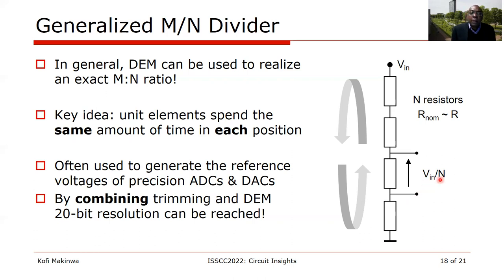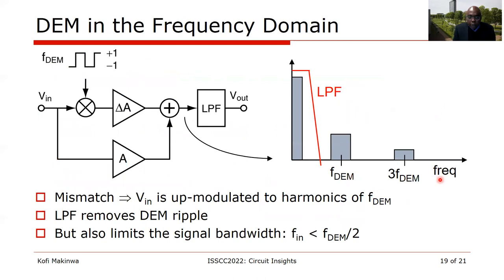And this is the way that the reference voltages of precision ADCs and DACs are made. And by combining trimming to reduce the initial mismatch and dynamic element matching, we can even achieve 20-bit resolution. So PPM levels of accuracy. Okay, but let me take another look.